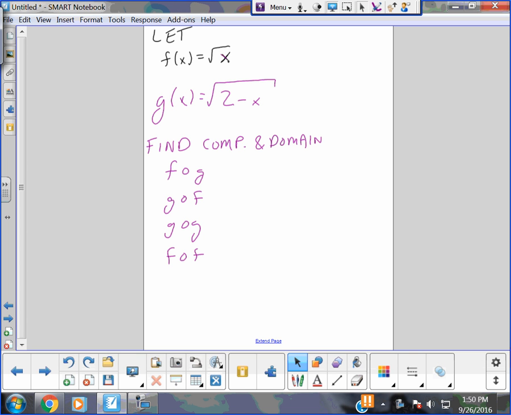So what I have here is a couple of functions. f of x equals the square root of x. g of x equals 2 minus the square root of x. These are both root functions, okay? Square root of x is simply the parent. 2 minus the square root of x, I see that as something shifted and mirrored.